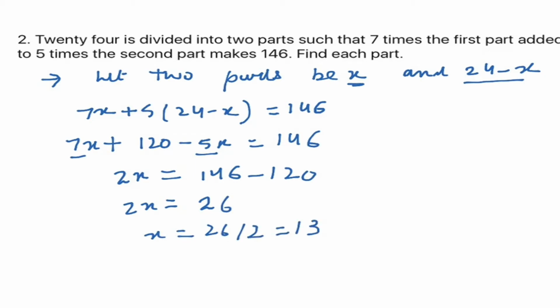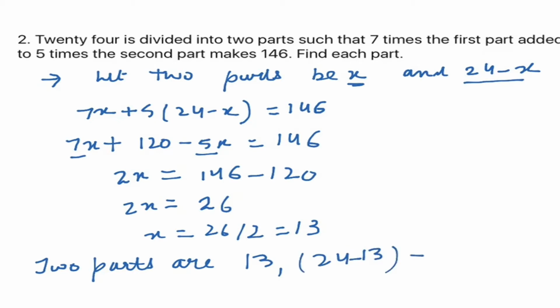So it means our two parts are, one part is x, it means 13, and another part is 24 minus 13. That means it will be 11. So our two numbers are 13 and 11. When we add these two numbers, it will give us 24.